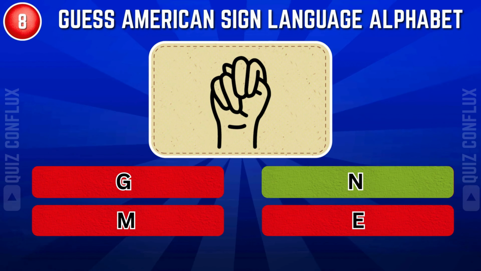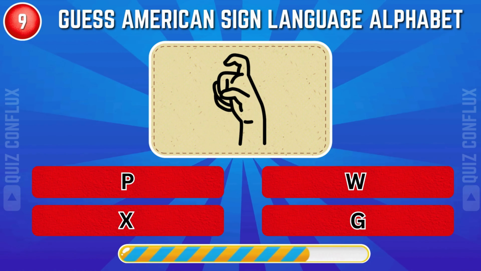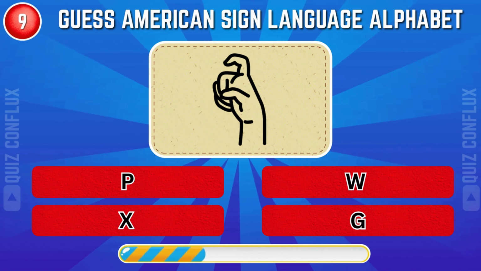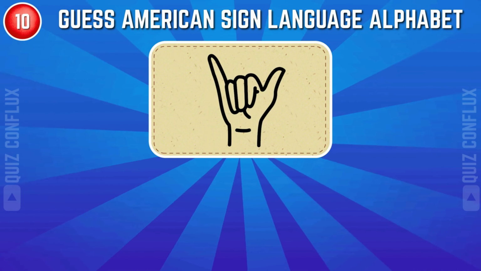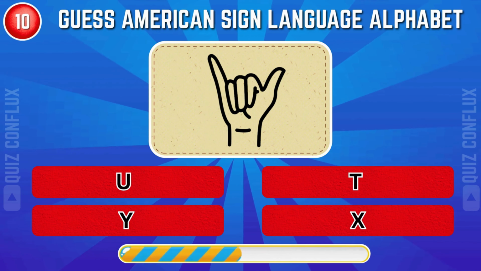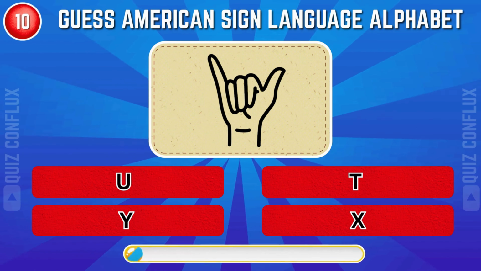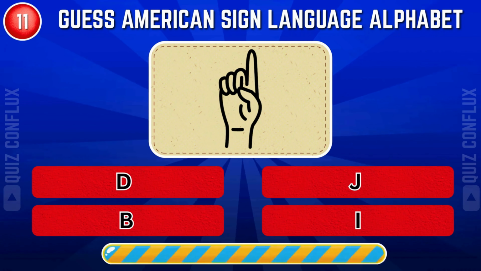You're right, it's N. You can guess the ASL letter here. You got it. X. What ASL sign is this? Right. The answer is Y. Which alphabet sign is this?